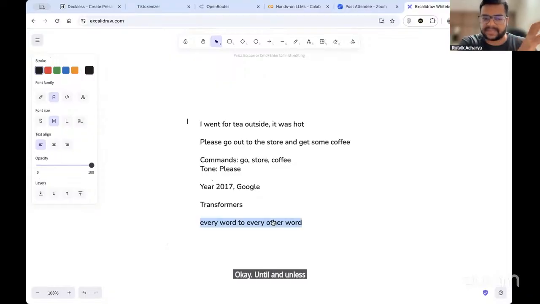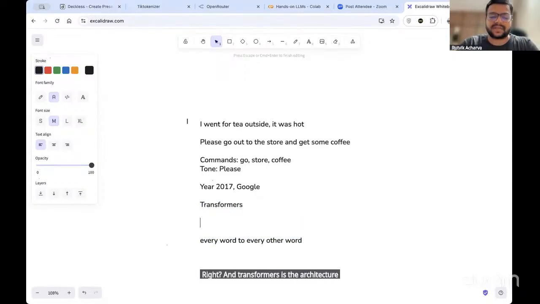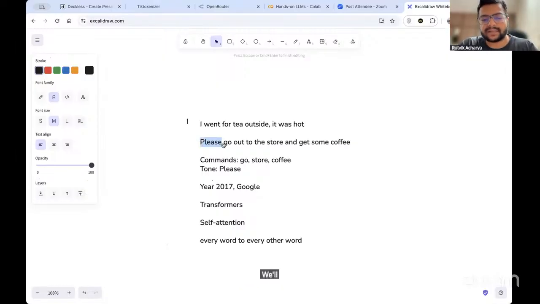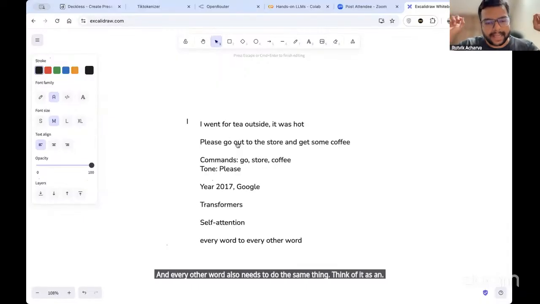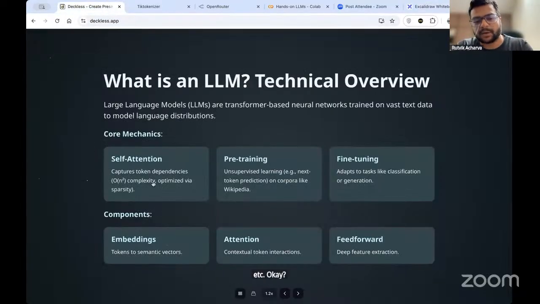Until and unless there is a back-end architecture that is able to make sense of every word to every other word, this is not going to work, right? Transformers is the architecture, more specifically its module called self-attention. So please, as one word, will need to understand its relationship to every other word that I have, and every other word also needs to do the same thing. Think of it as an n cross n matrix that will tell you how the words are related, how important they are, etc. Okay. So that's basically your self-attention.